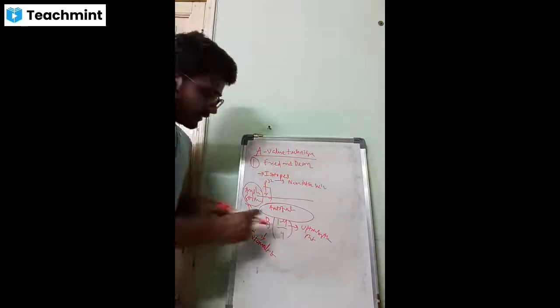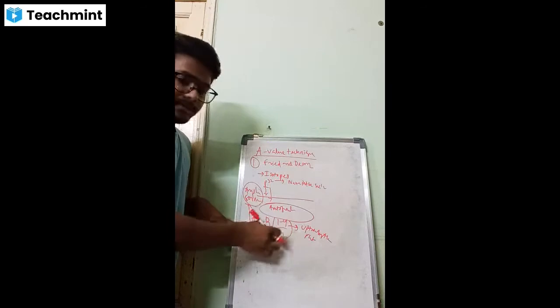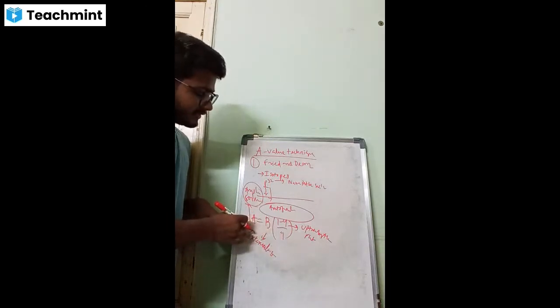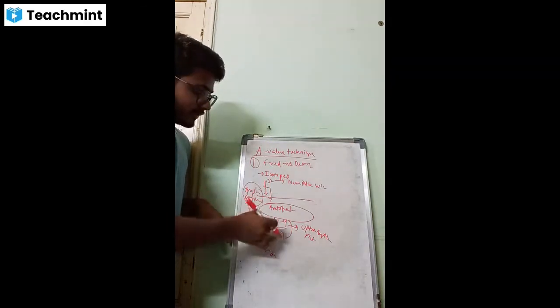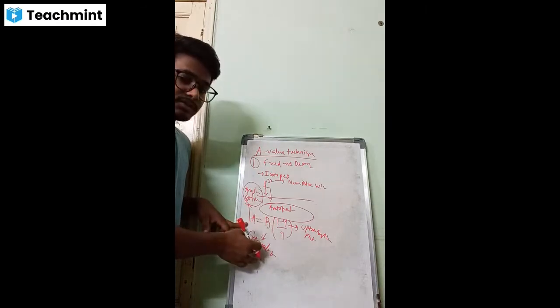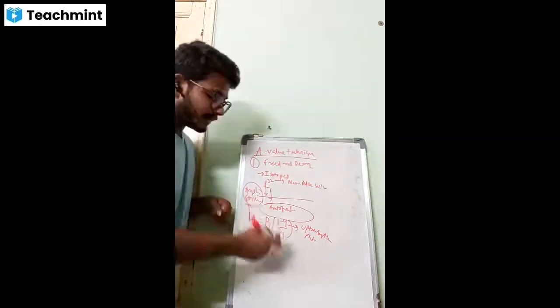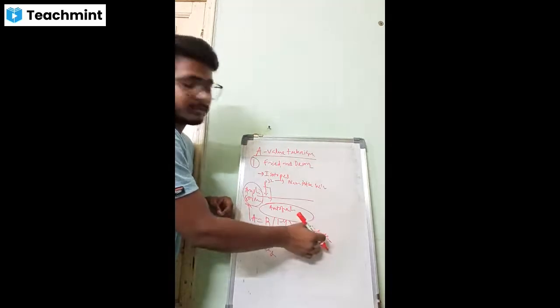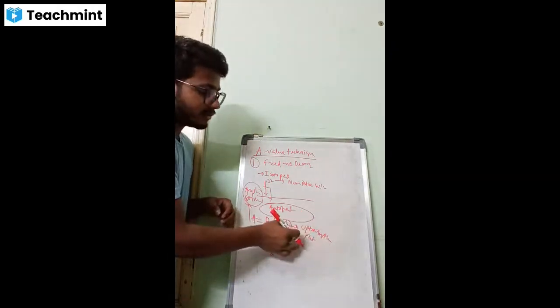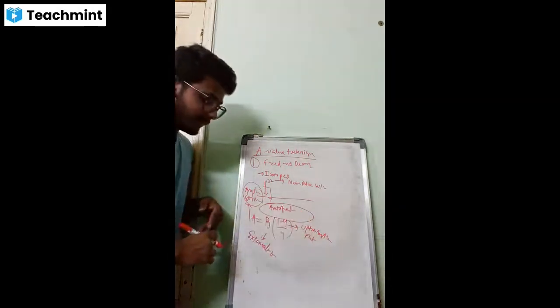So A is equal to B into (1 minus Y) by Y, where A is the available soil nutrient, B is the external source of fertilizer which we apply, and Y is uptaken by the plant, the amount of nutrient which is uptaken by the plant.